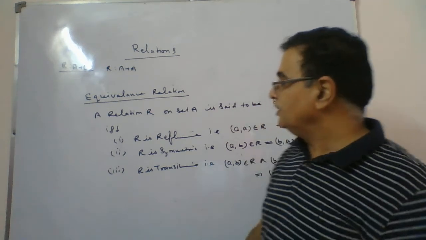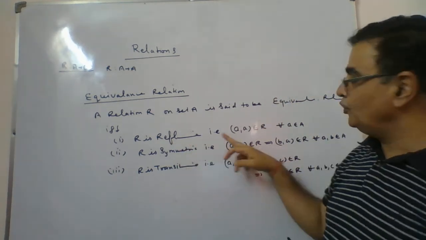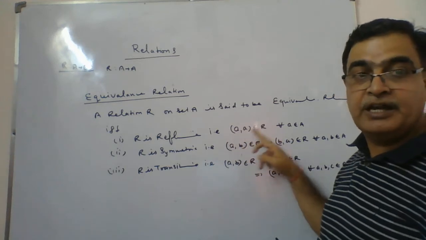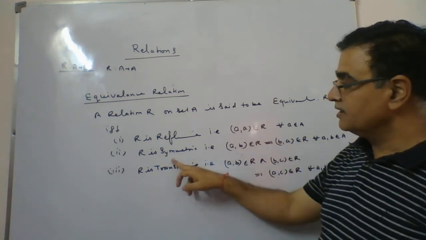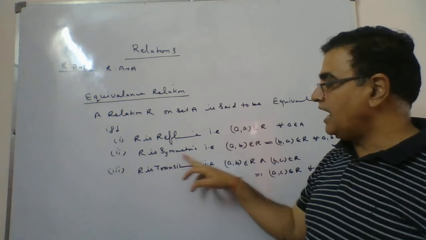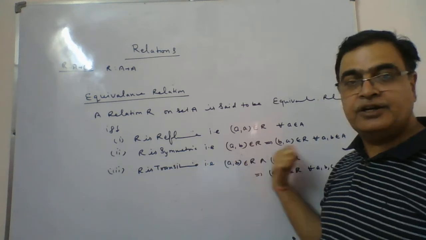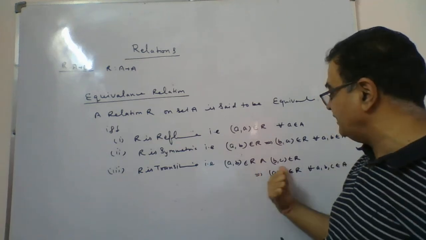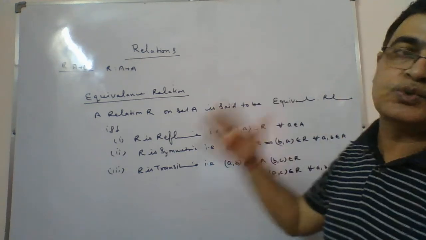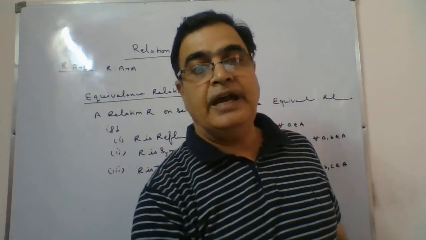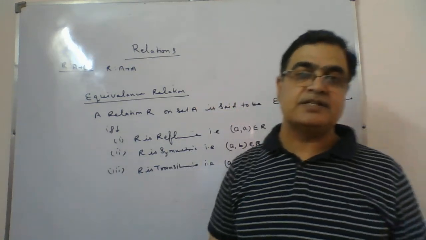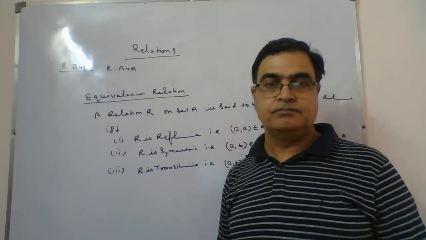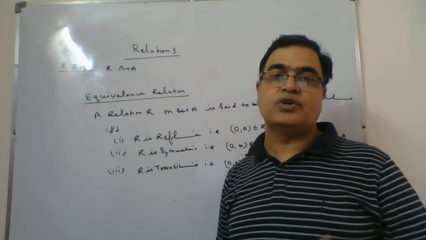Is this clear? Here, reflexive I told you, (a, a) belongs to R, every a relates with itself. This is a must condition. R is symmetric: if a and b are related, then b and a must be related. R is transitive: (a, b) belongs to R, then (b, c) belongs to R, then (a, c) belongs to R. If any relation satisfies these conditions, we will say it is an equivalence relation. Now I'll be taking examples or questions.